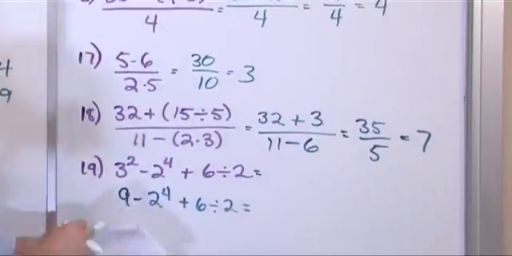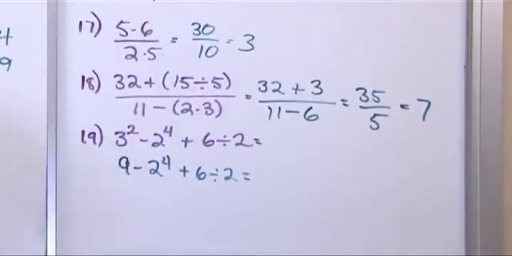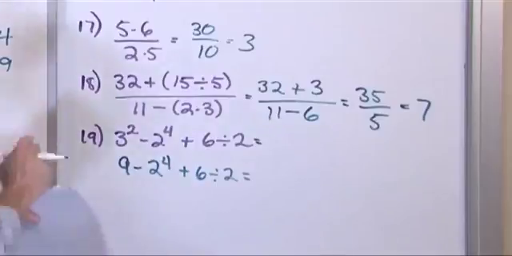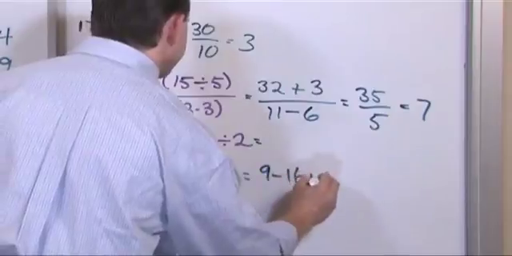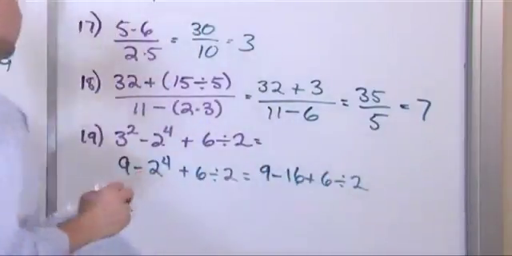2 to the 4th power is 2 times 2 times 2 times 2. If you think about that hard enough, you'll realize that that's 16. So we'll have 9 minus 16 plus 6 divided by 2.